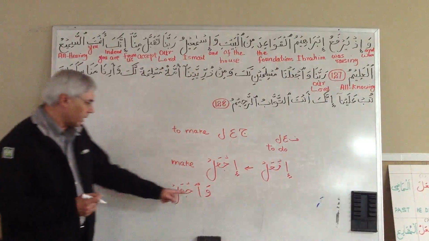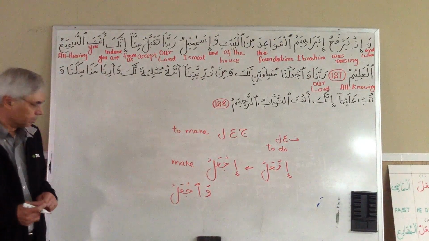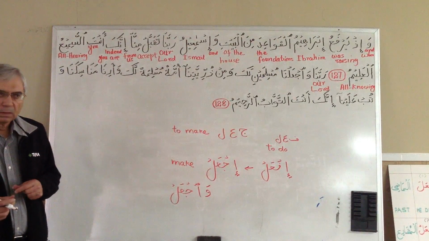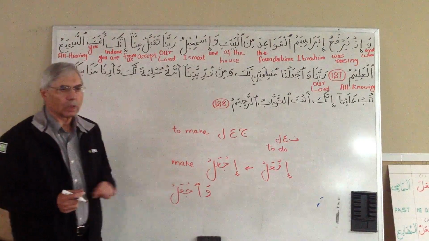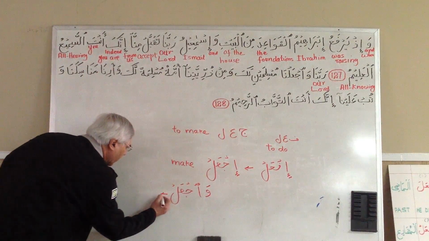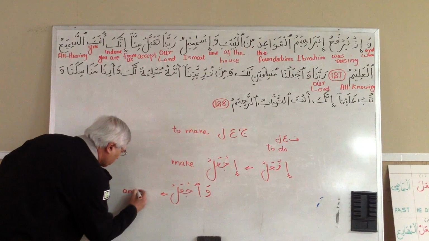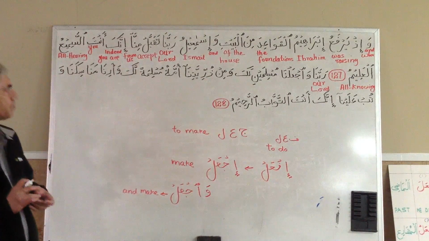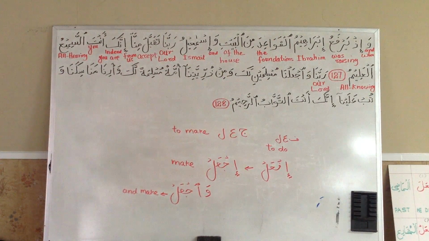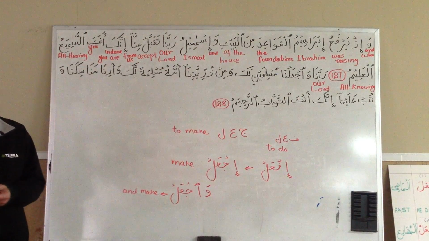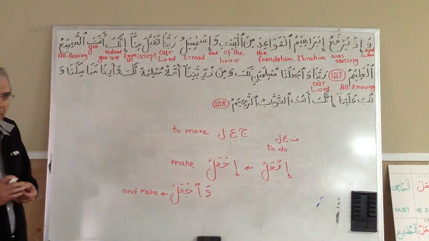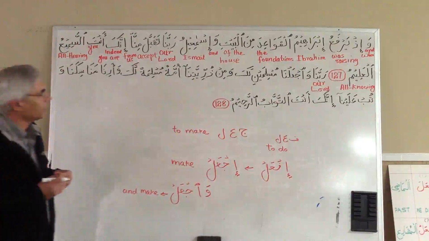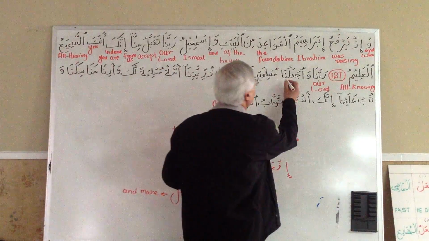Combine waw with jim. So the alif is not pronounced and it becomes hamzatul wasl, which means the sign says do not pronounce. So the meaning will be and make. And na means us. So the dua is and make us. Waj'alna in the Quran. And make us.